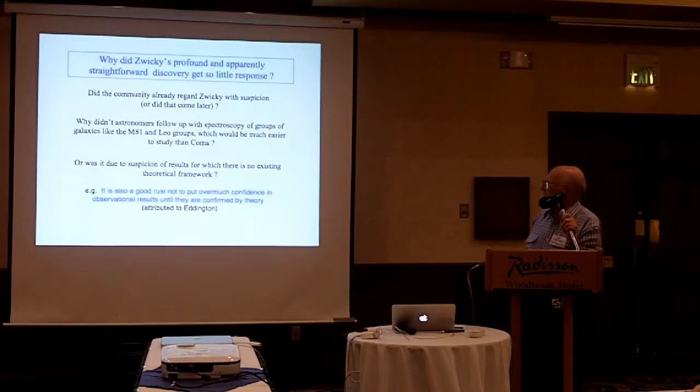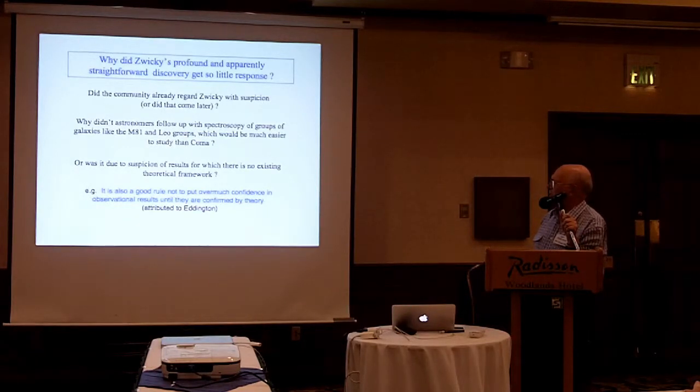And this is just really to indicate what followed on from Twicky's work. Why did this profound and apparently straightforward discovery get so little response? Did the community already regard Twicky with suspicion, or did that just come later? Why didn't astronomers follow up, in what I think would be a pretty obvious thing to do even at the time, with spectroscopy of groups of galaxies, like the M81 and Leo groups? These are just smaller clusters, which would in fact be much easier to study than what Twicky achieved in Coma. Or was it due to suspicion of results for which there's no existing theoretical framework?